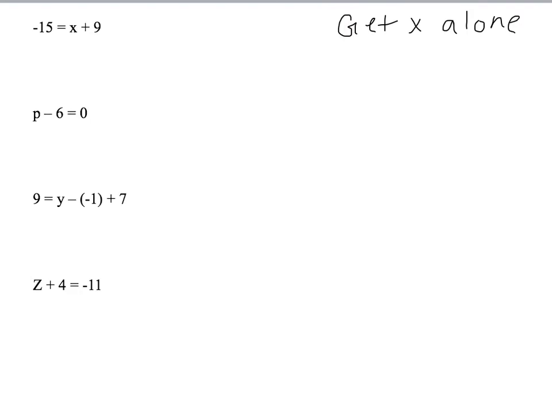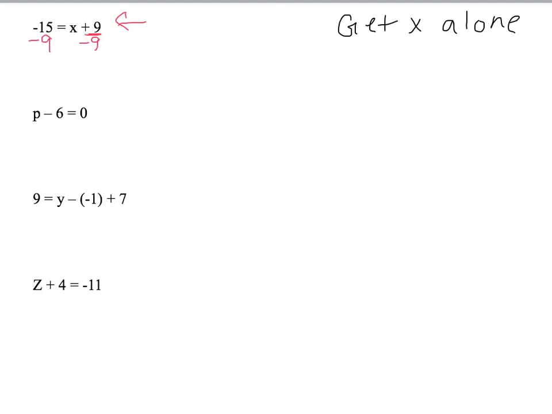In this first problem, we have negative 15 equals x plus 9. So you want to get rid of this plus 9, and since you're adding 9 to x, the only way to get rid of it is to subtract 9 from each side. So we'll subtract 9 from here, subtract 9 from here. Remember, you have to do it to both sides, and you have to make sure that your symbol is the same. So if you're subtracting 9 on the right, you have to subtract 9 on the left. You have to do the exact same thing to both sides.